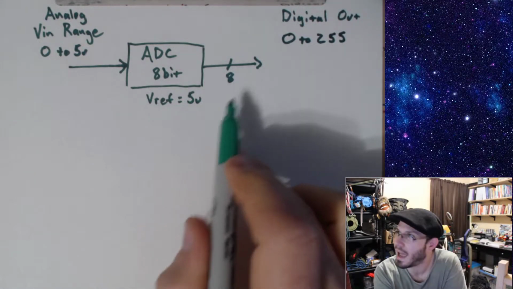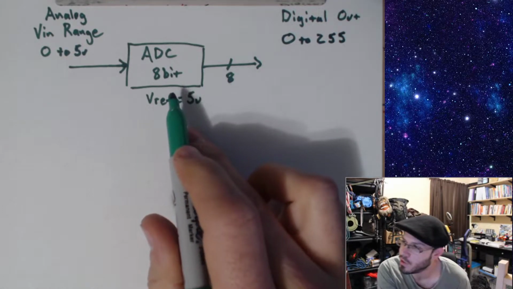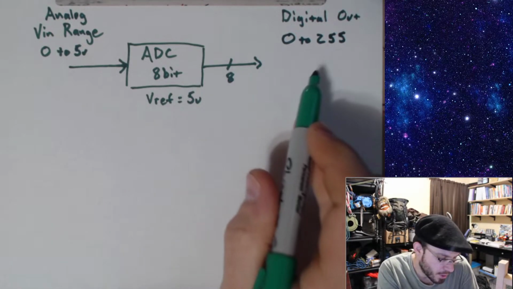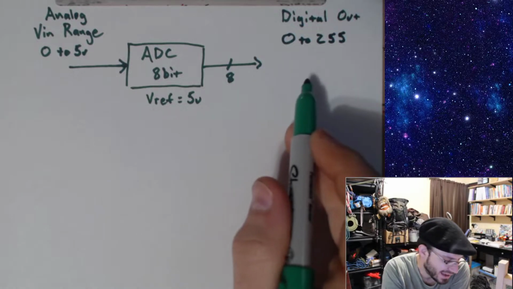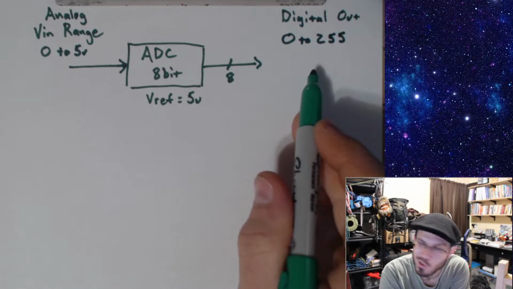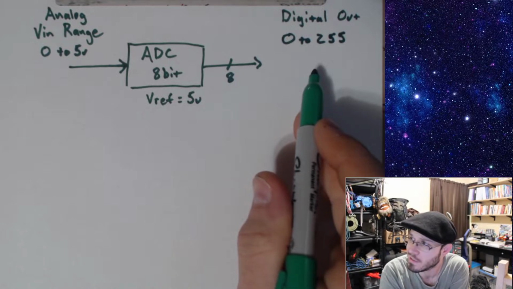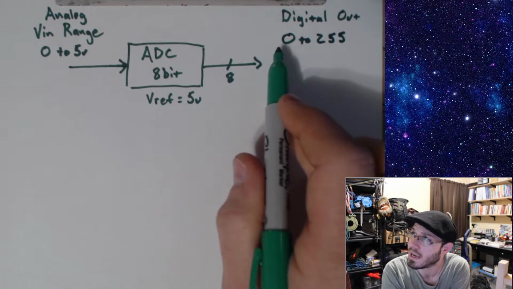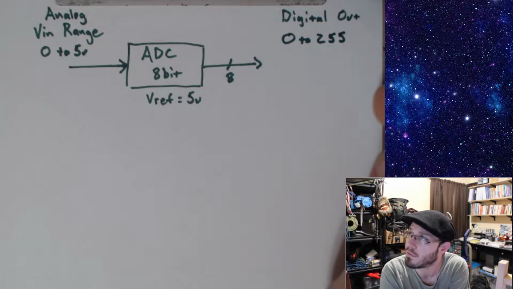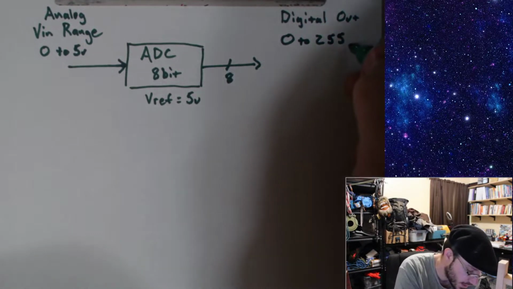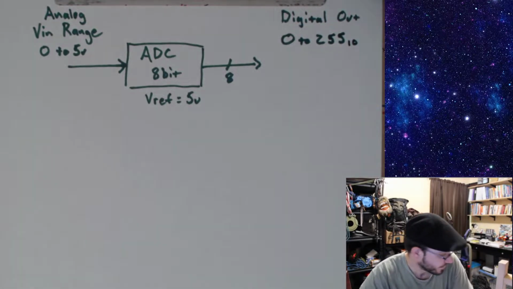Okay, so since we have only 8 bits of resolution, the number of discrete values we could get coming out of this ADC is going to be 2 to the 8th power. So 256 discrete values on the range of 0 to 255 base 10 or decimal, of course.